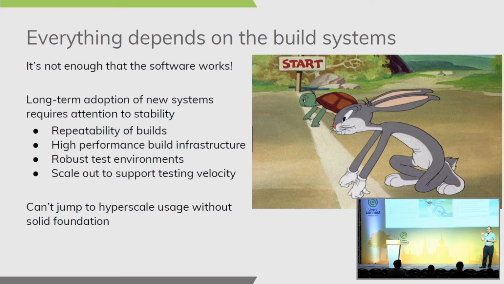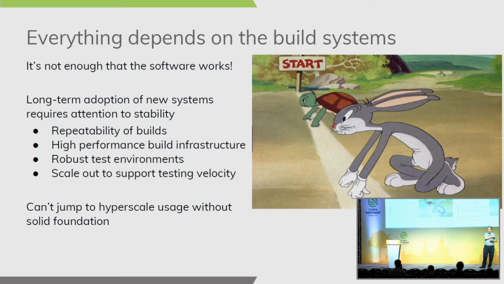If you have hardware that's too slow to be self-hosted or too rare to be self-hosted, and I'll take the example of MIPS right now, the Go compiler team is considering dropping MIPS support, not because the code doesn't work, but because they can't find any hardware to do tests on. So you have to have a robust test environment for all that to work.